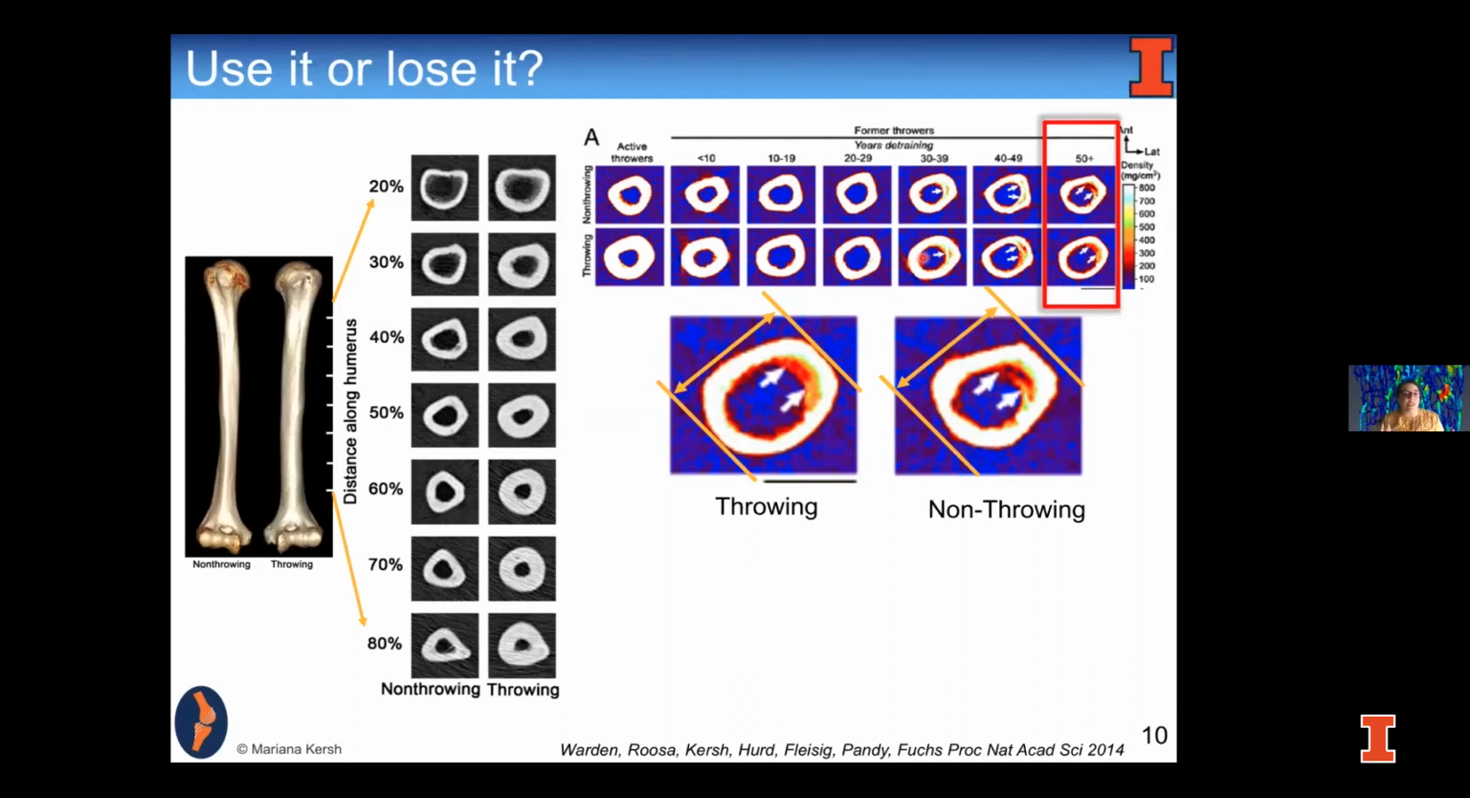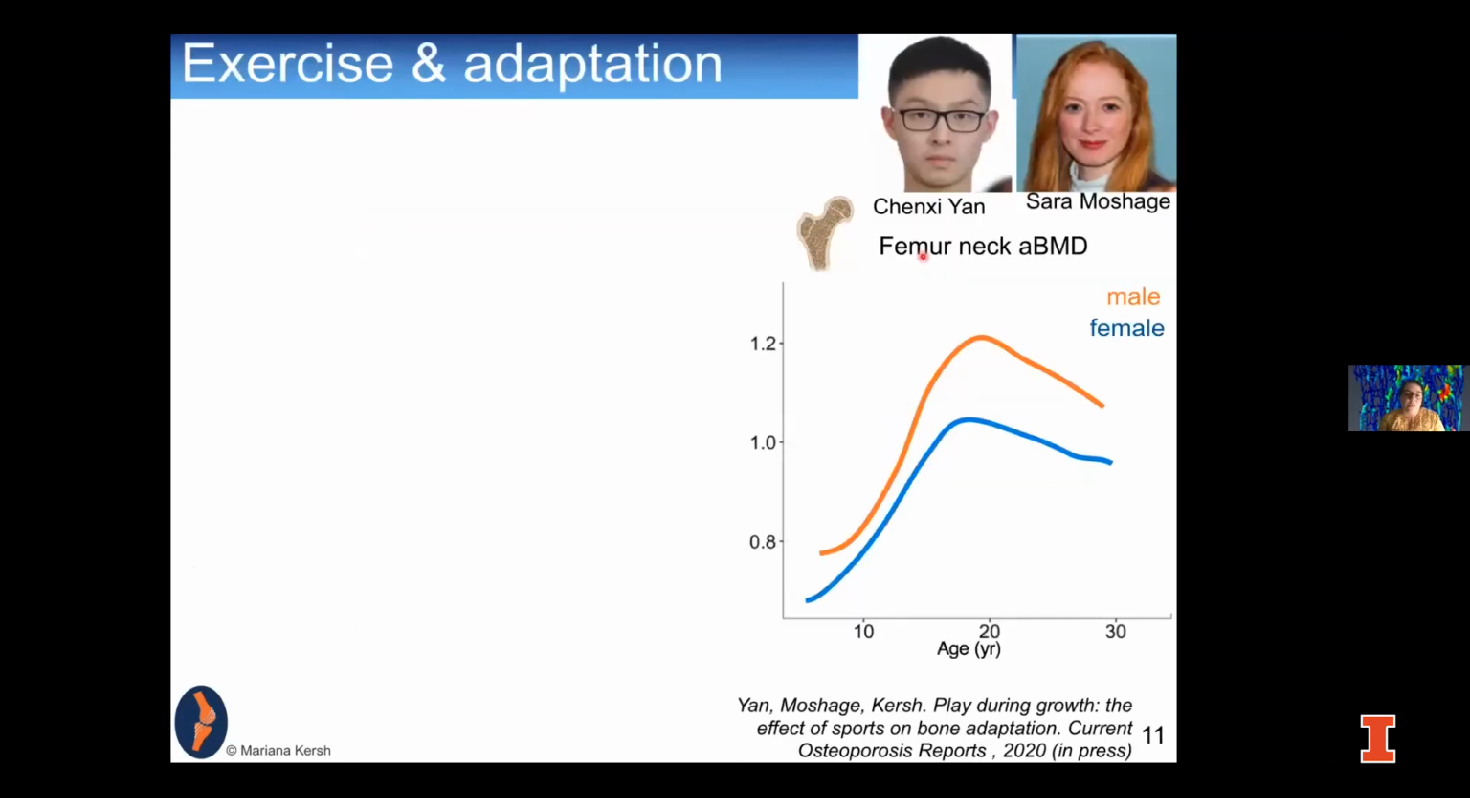And the question still remains, how do we translate this to benefits at areas that are prone to fracture, like the femoral neck that I showed you in the previous slide? So we looked in the literature to understand, how does the femoral neck grow during growth, and then what's the effect of exercise? And there are studies that have used areal bone mineral density, so not as refined as CT, but that give us an indication of what is the femoral neck bone mineral density during growth.